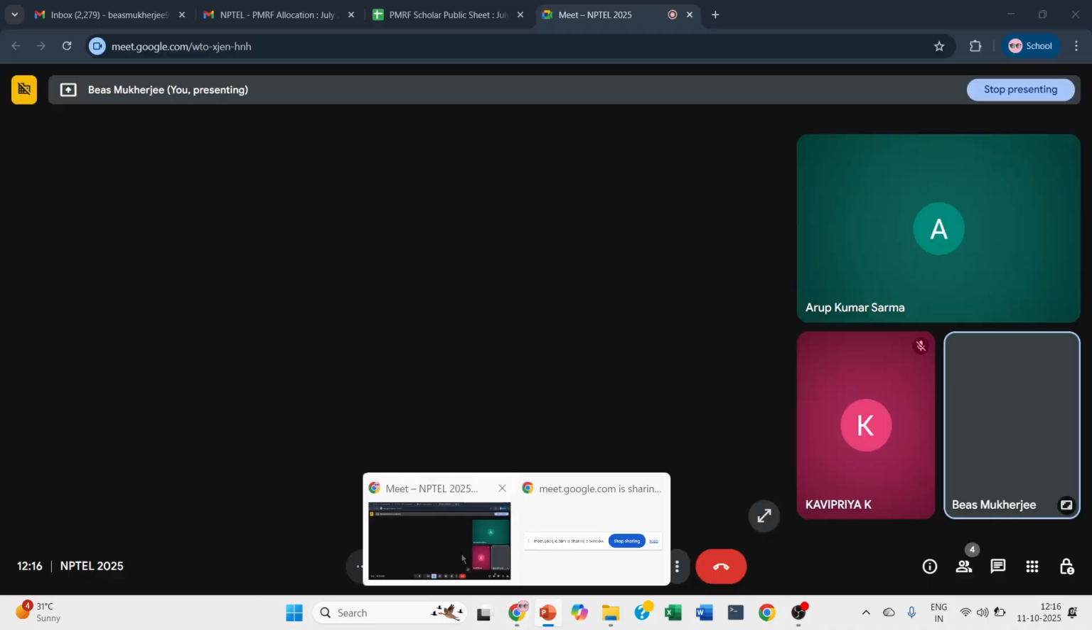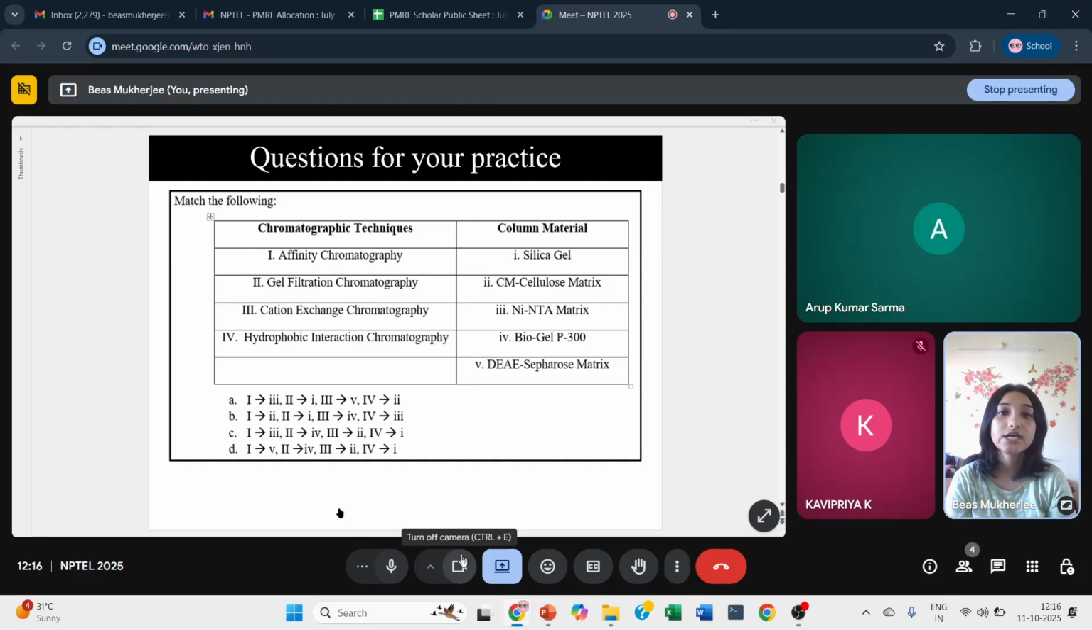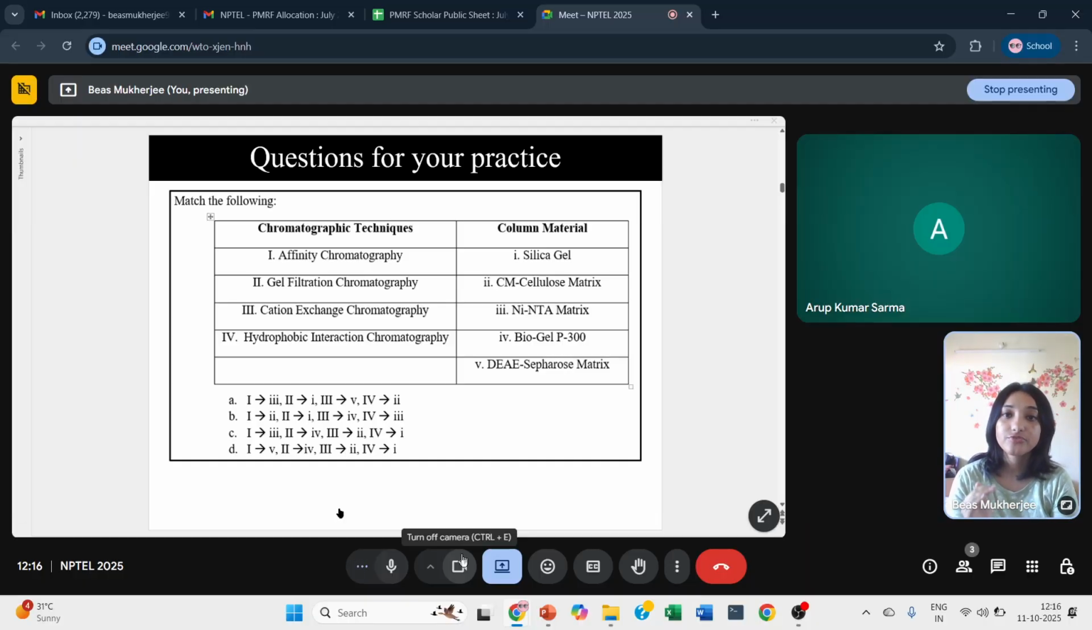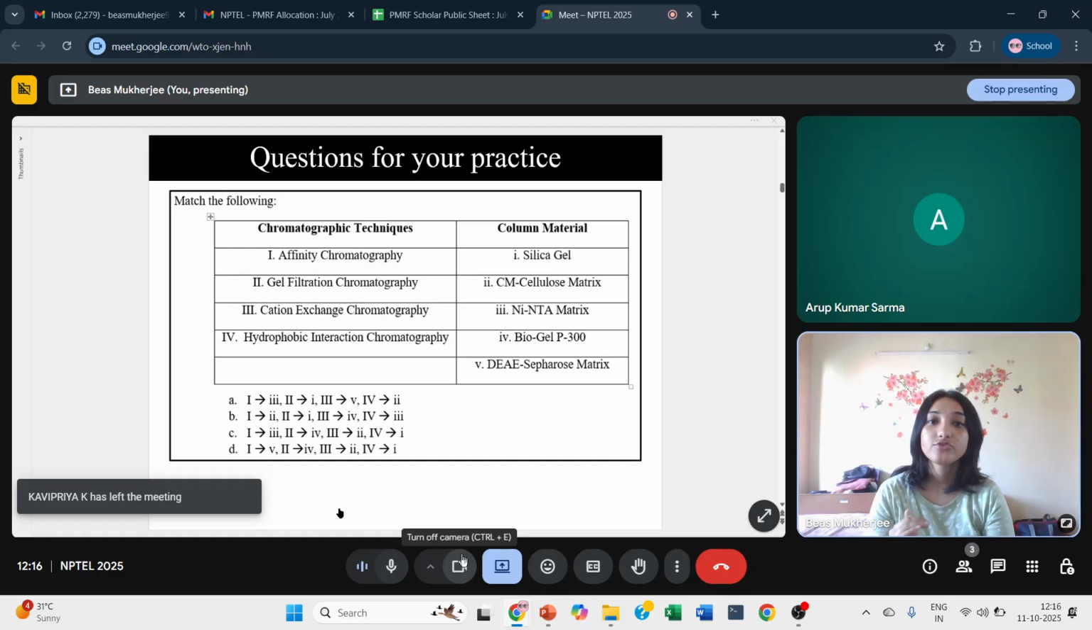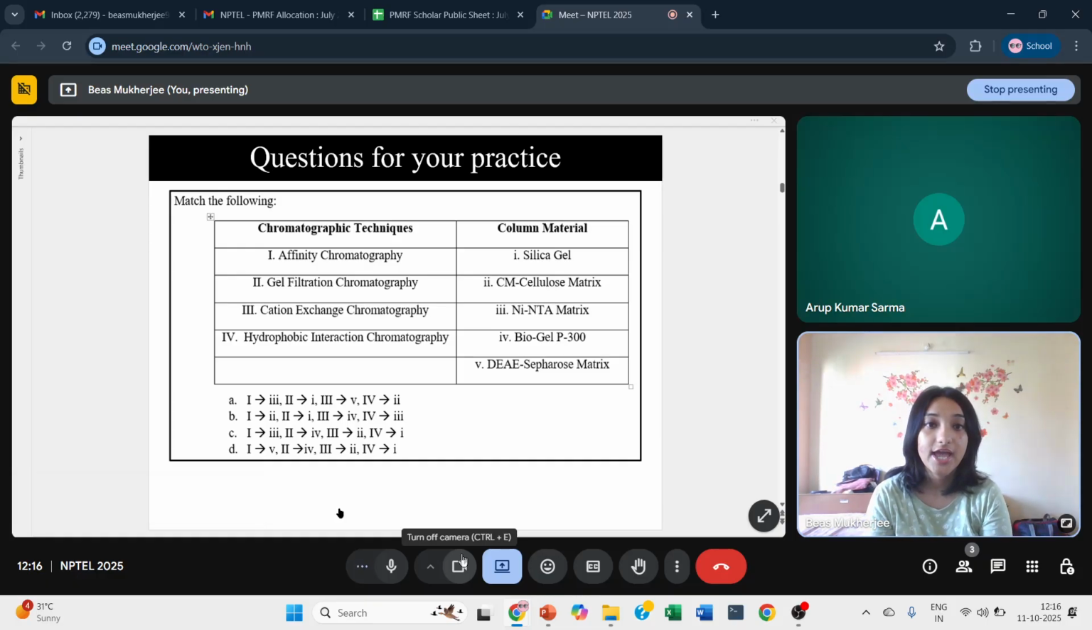Now we move on to the next question. It is a match the following question. There are different chromatographic techniques and different column materials, and you have to match these. The first one is affinity chromatography, then gel filtration chromatography, cation exchange chromatography, hydrophobic interaction chromatography. And the column materials are silica gel, CM cellulose matrix, Ni-NTA matrix, Biogel P300, and then DEAE Sepharose matrix. So which do you think match?